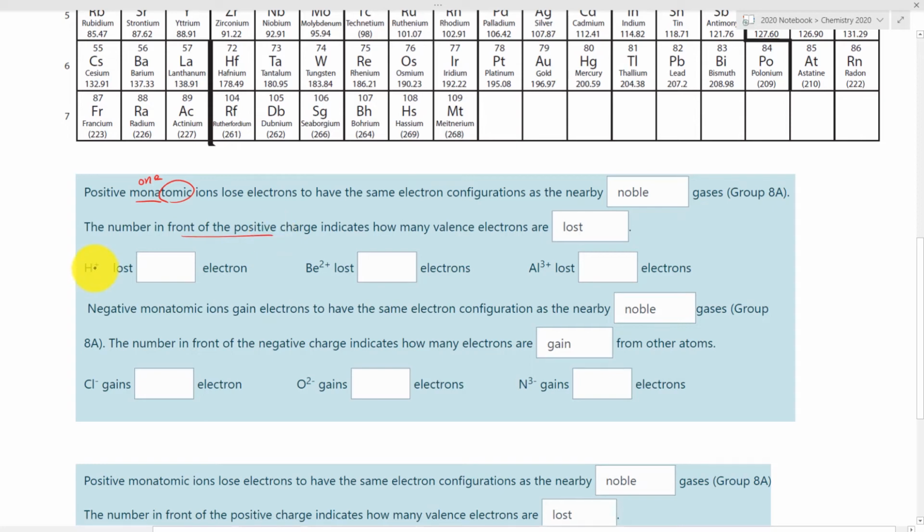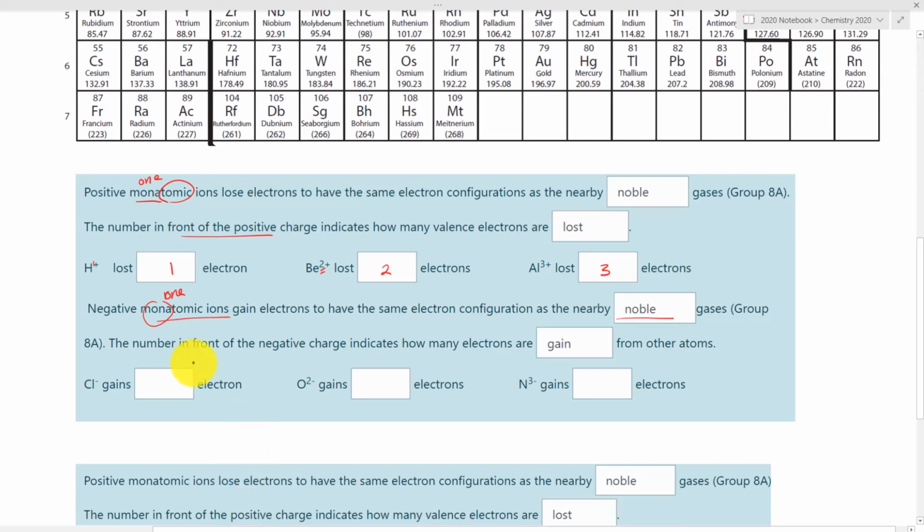For example, we have H plus. We know that number 1 is there, so it has lost 1 electron. For Be2 plus, the number 2 is there, so it lost 2 electrons. And for aluminum 3 plus, it lost 3 electrons. On the other side, we have negative monatomic ions. When we have negative ions, it shows that atoms have gained electrons from nearby atoms to have the same electron configuration as the noble gas. It's the same goal, but a different approach.